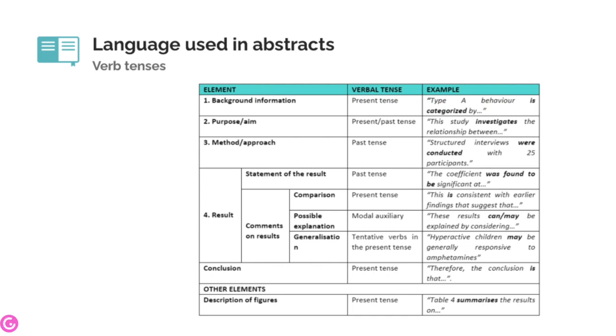As you can see, almost all the elements can be described using present or past tenses. For instance, the method or the statement of the results are usually written in the past tense, as they refer to completed actions. You should never refer to the future, as the research is already complete. Remember that the abstract is the last part of the report to be written.